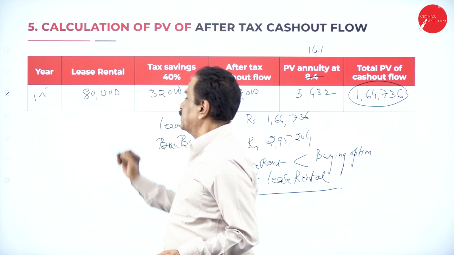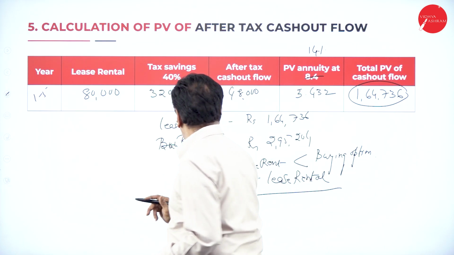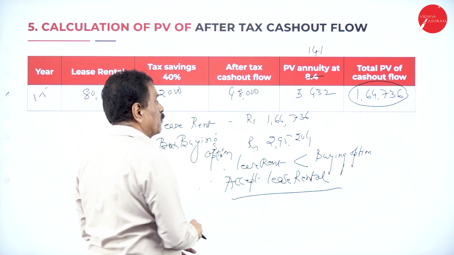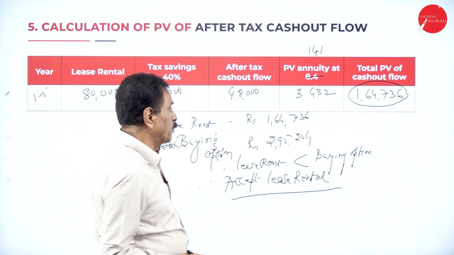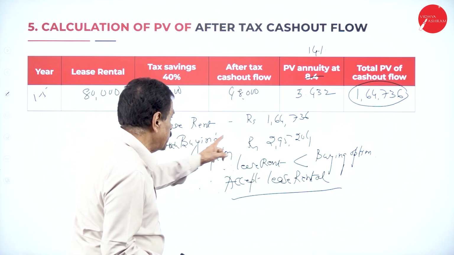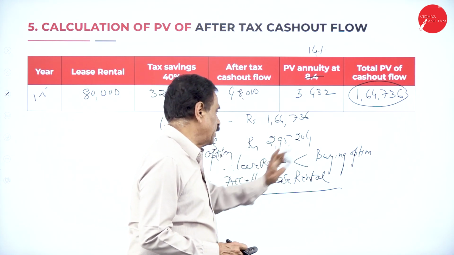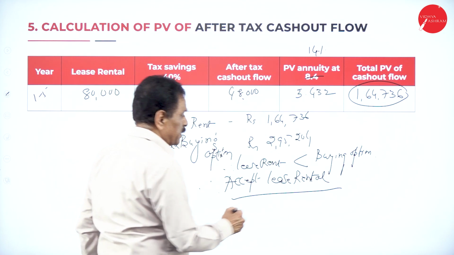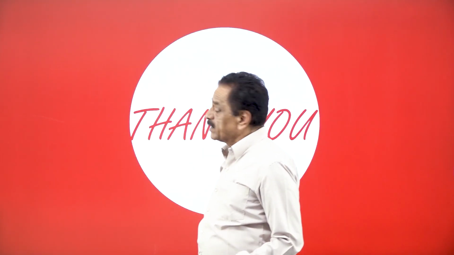1 to 5 years is 80,000. Tax saved at 40% is 32,000. How much does he have to pay? 48,000. For 5 years, the PV factor is 3.432. If we multiply, it will come to 1,64,736. Lease rent is this, buying option is this. Lease rent is less than the buying option. Better to take the rental. Hope you understand that.